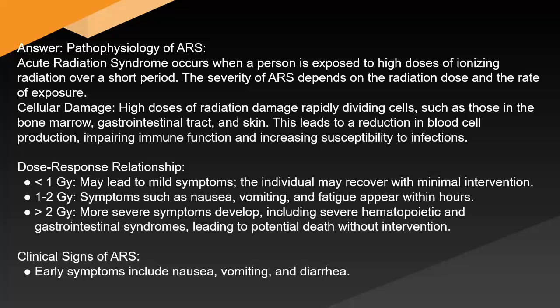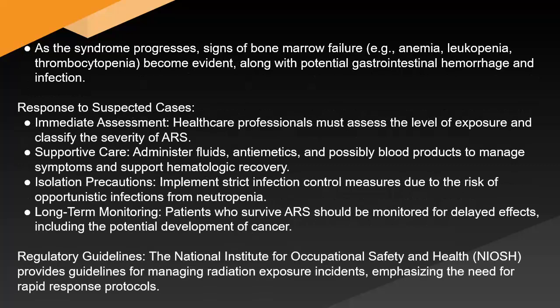Dose-response relationship. At doses above 2 Gy, more severe symptoms develop, including severe hematopoietic and gastrointestinal syndromes, leading to potential death without intervention. Clinical signs of ARS. Early symptoms include nausea, vomiting, and diarrhea. As the syndrome progresses, signs of bone marrow failure, e.g., anemia, leukopenia, thrombocytopenia become evident, along with potential gastrointestinal hemorrhage and infection. Response to suspected cases.